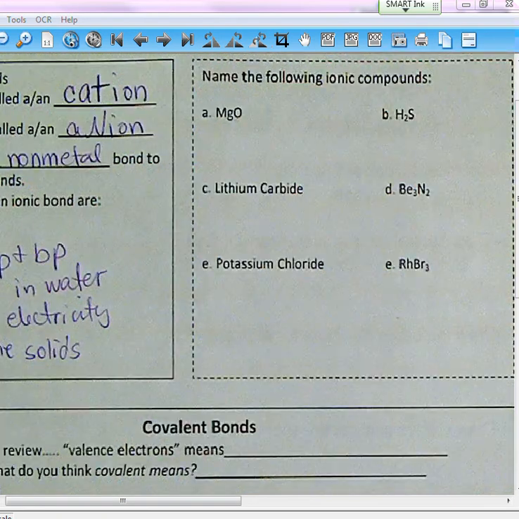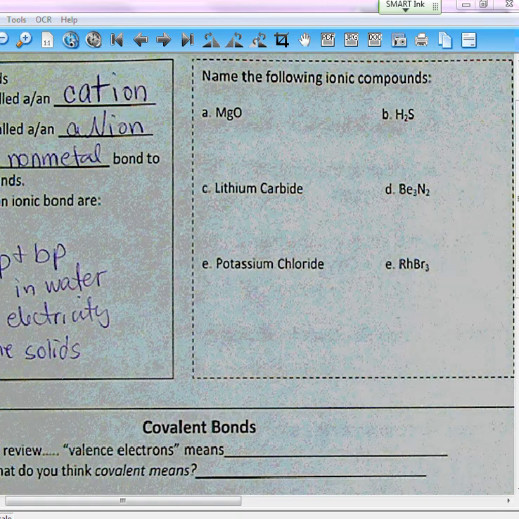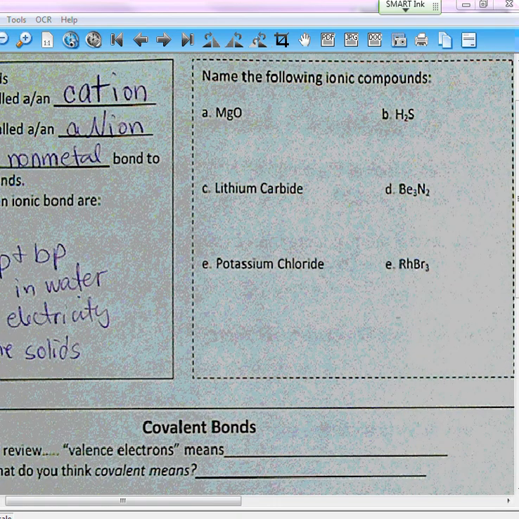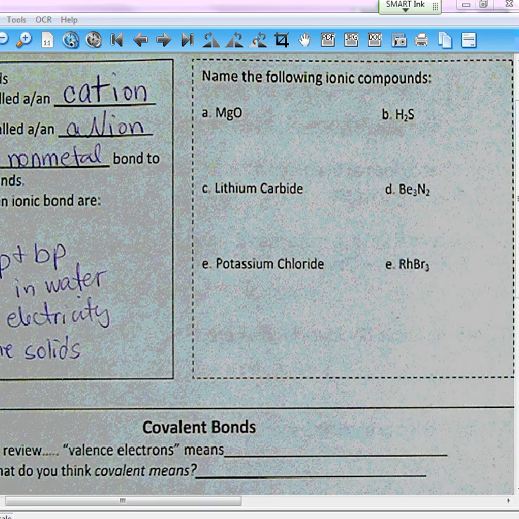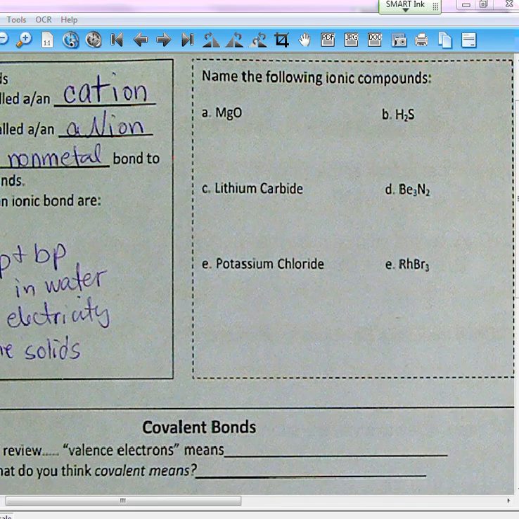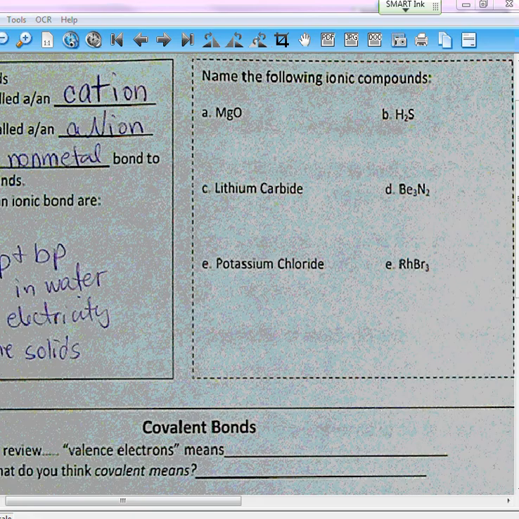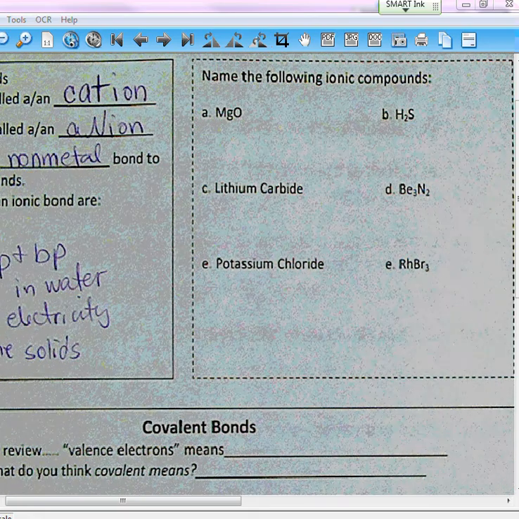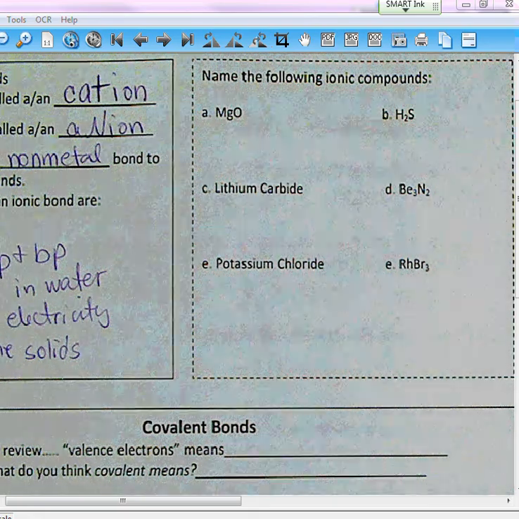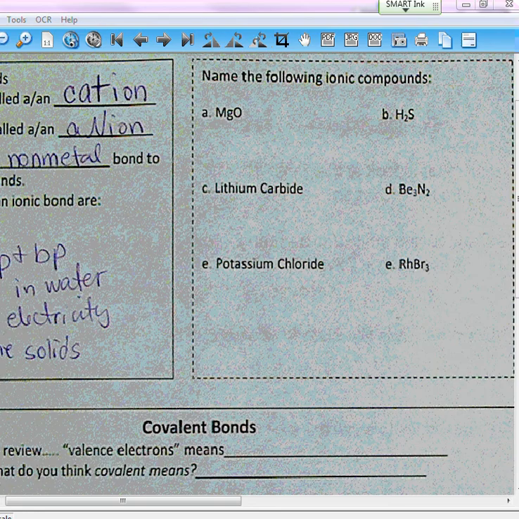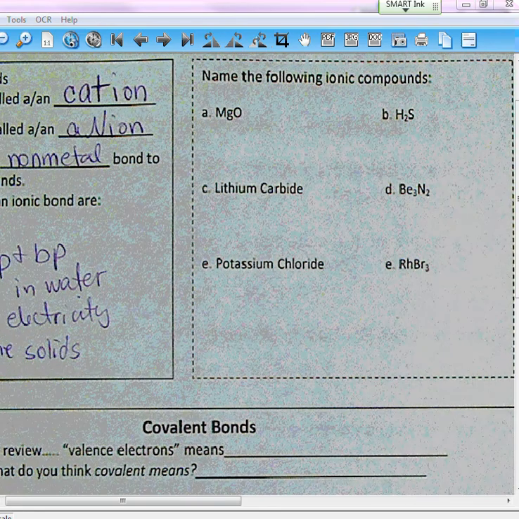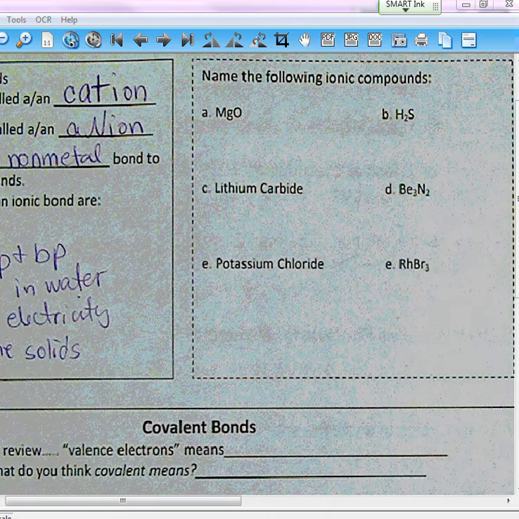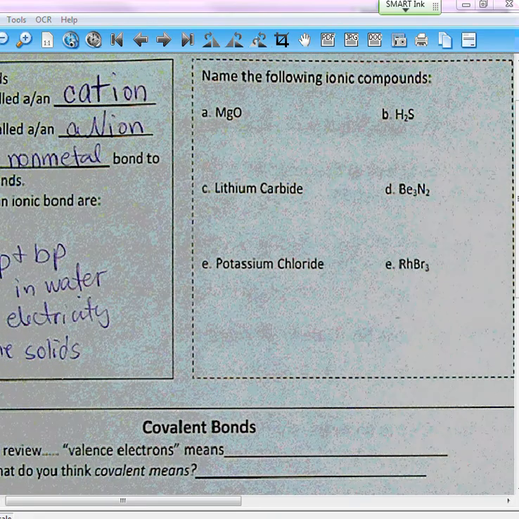Now I want you to, without notes preferably, try to go in and name these following ionic compounds. Remember, the very first thing you do is check to see if it is a transition metal. And then if it is, you will need to go to your ionic chart. So pause the video and take a couple of minutes to do the naming ionic compounds.